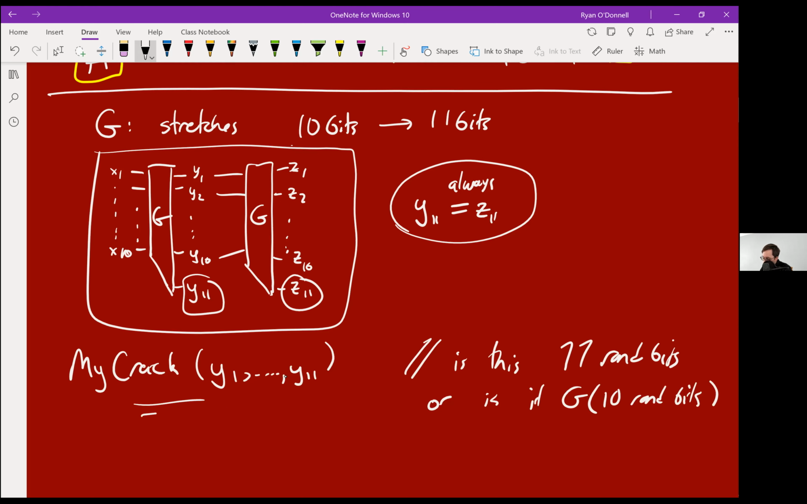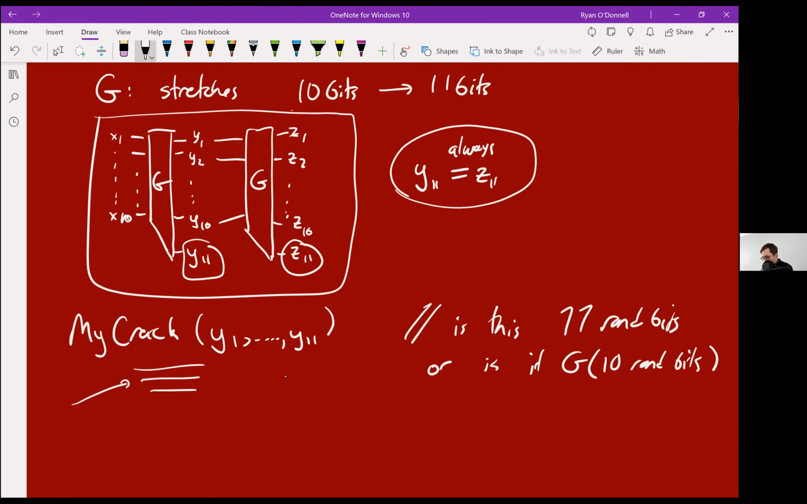And we got to kind of guess. So what is this code going to be? Oh, okay. So the adversary takes y1 through y10 as a seed to G, and if the output of that generator is z1 through z11, and z11 equals y11, you output 1. Yeah, very good. I think this is going to work.